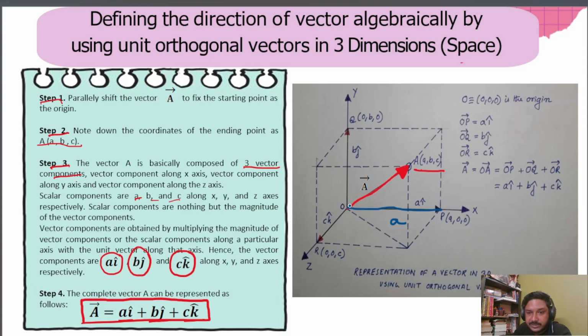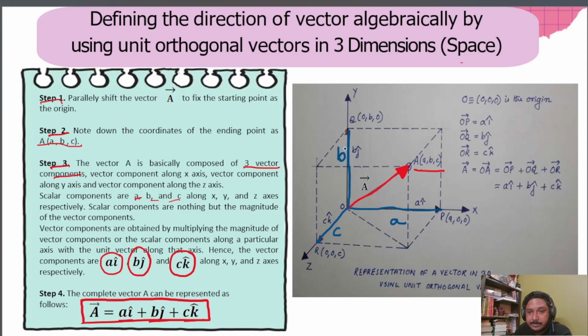Similarly, along y-axis, the distance from O to Q is equal to small b. This distance is small b. Similarly, from O to R, this distance is equal to small c. From where are we getting this a, b, c? We are getting this from this coordinate. The a, b, and c will be the components along x, y, and z axis.